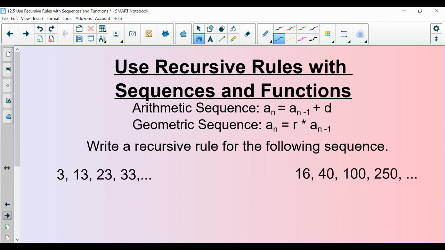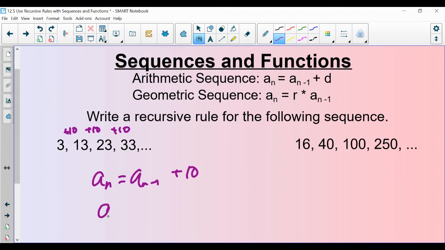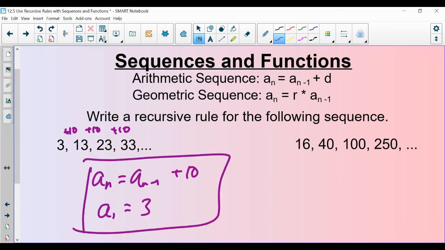So write a rule for the following sequence. Hopefully you look at this right away and you're like, boom, arithmetic. I can tell that it's arithmetic because we are adding a constant between consecutive terms: add 10, add 10, add 10. The rule for this is going to be a sub n is equal to a sub n minus 1 plus 10, because that's the common difference, d. And then we also just need to write the first term. A sub 1 is 3. This is all you need to write a rule for a recursive sequence. I think you can see why that's really simple, right? That's one of the benefits of recursive rules.